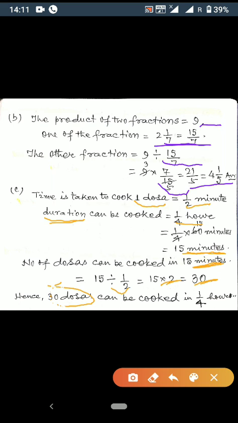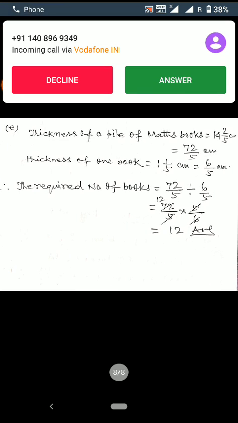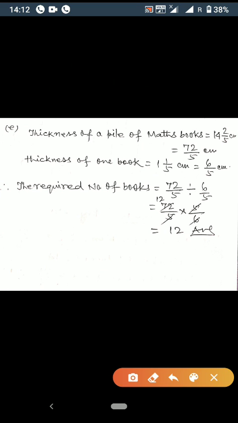Now the last question, E. A pile of class 5 mathematics books has a thickness of 14 whole 2 by 5 centimeter. If each book is 1 whole 1 by 5 centimeter thick, find how many books make up the pile. Thickness of a pile of mathematics books equal to 14 whole 2 by 5 centimeter. Convert this mixed number into an improper fraction, you will get 72 by 5 centimeter. Thickness of one book equal to 1 whole 1 by 5 centimeter, that is 6 by 5 centimeter.